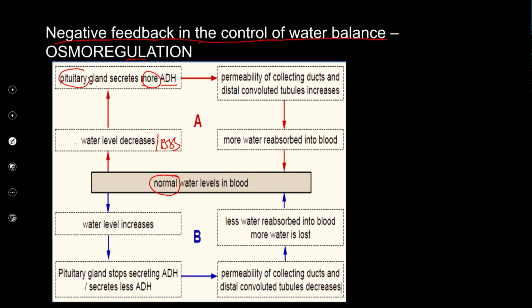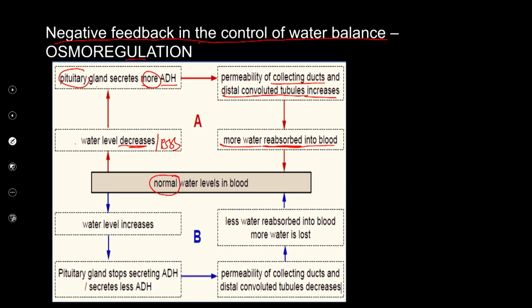Then what will happen? Permeability of the collecting ducts and the distal convoluted tubules will increase so that more water is reabsorbed, because water decreased. So we need more water. More water will be reabsorbed into the blood. Immediately when more water is reabsorbed into the blood, the water level will go back to normal.